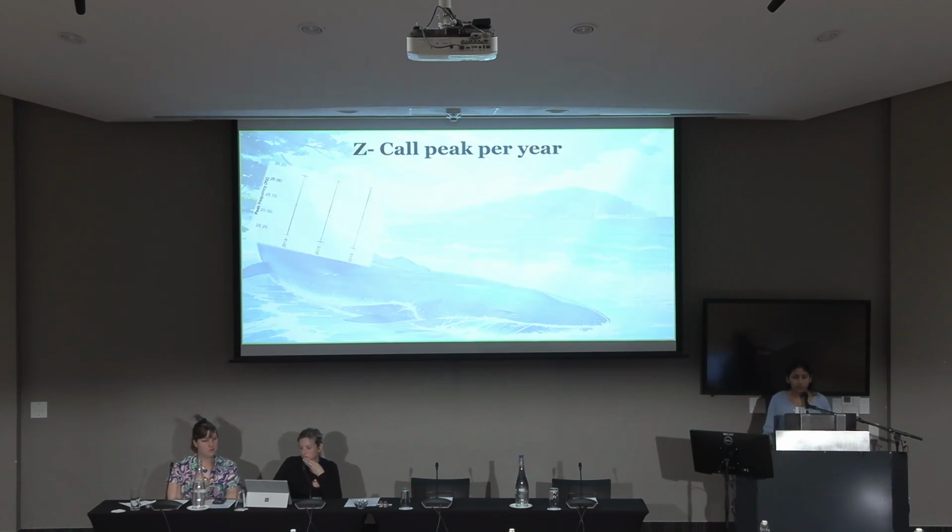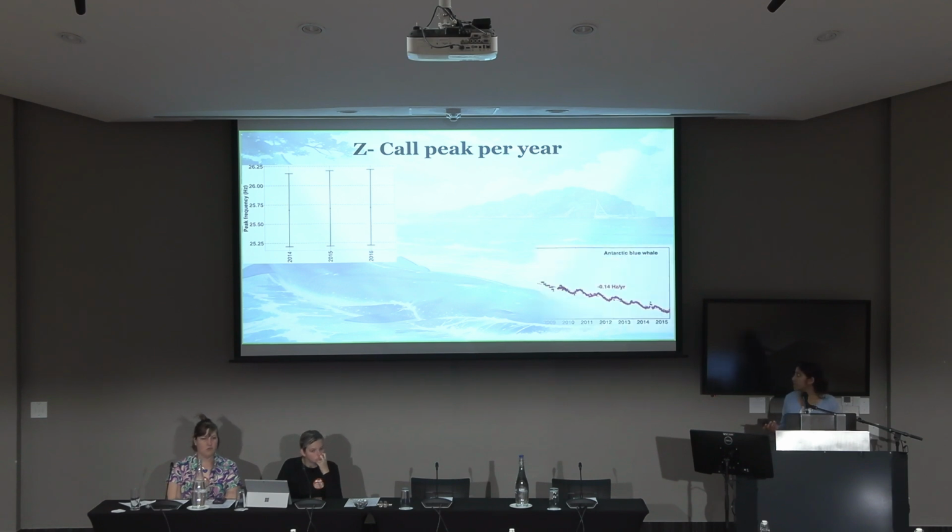So the Z call peak per year. Here we can see that from 2014 to 2015 and 2015 to 2016, there is no interannual decrease or interannual variation. It's more or less constant throughout the time. And also this is a short time observation; we need continuous data, as we can see here.